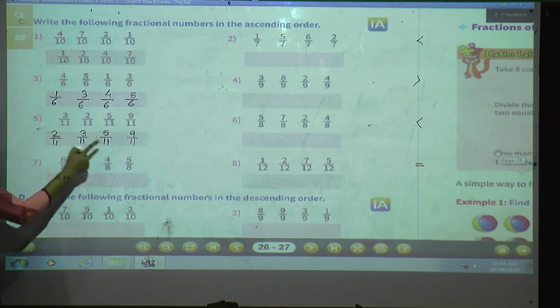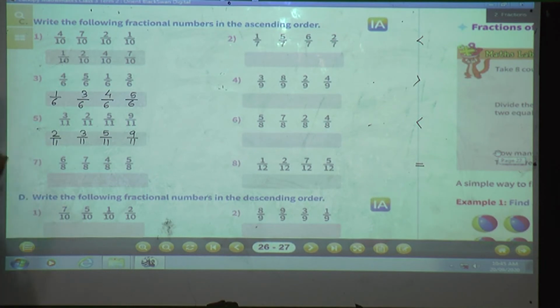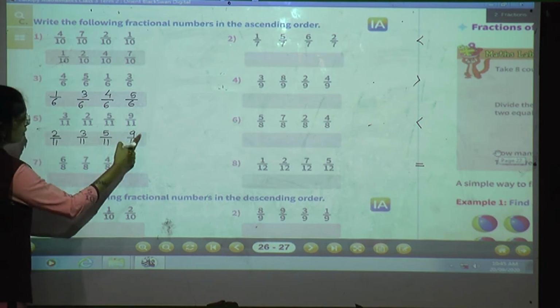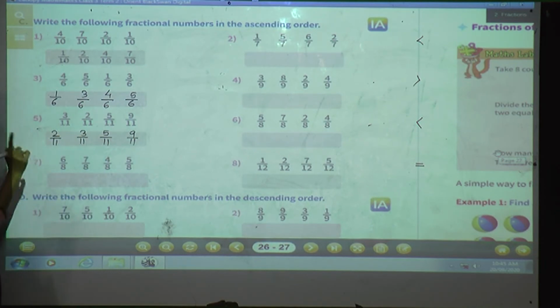From smallest to biggest, and all are like fractions, so no need to see the denominator, only you have to see the numerator, and according to that you have to arrange the fractions.